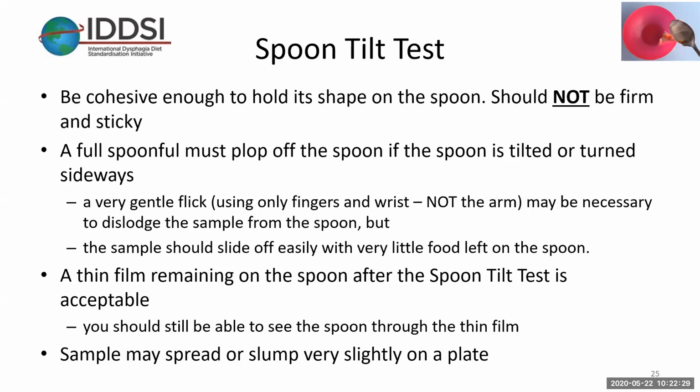This has been described in the test methods as using only the fingers and wrist and not the arm. This is a delicate balance that you'll have to carefully train your staff for. Some facilities around the world have gone so far as to instruct their staff to hold their forearm with their other hand to be sure there is no arm movement incorporated into the flick.